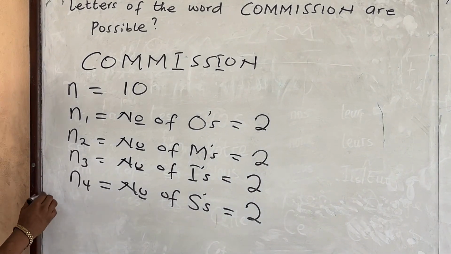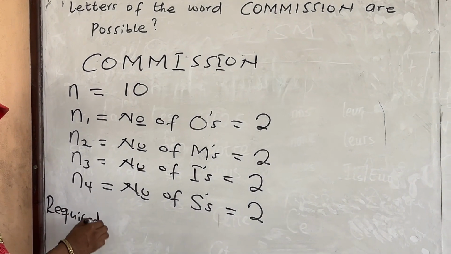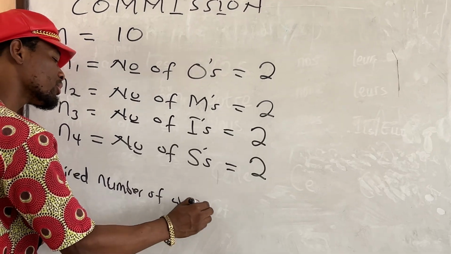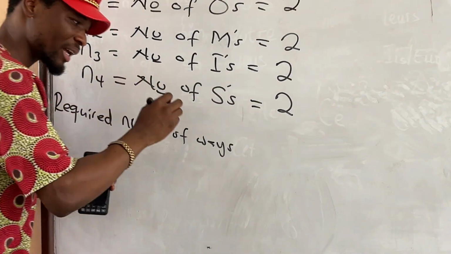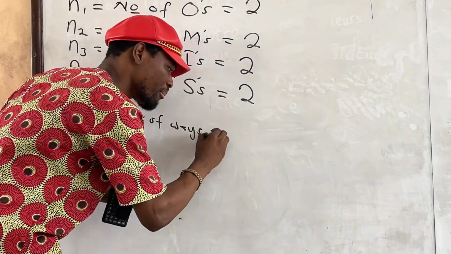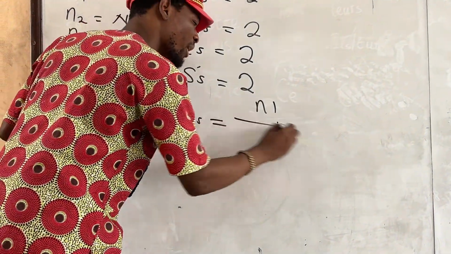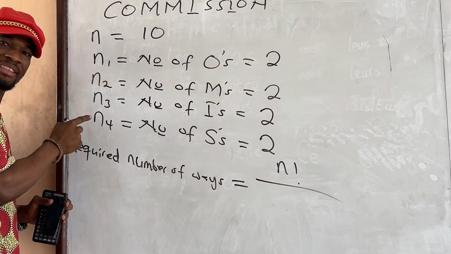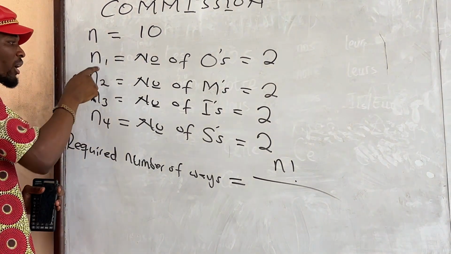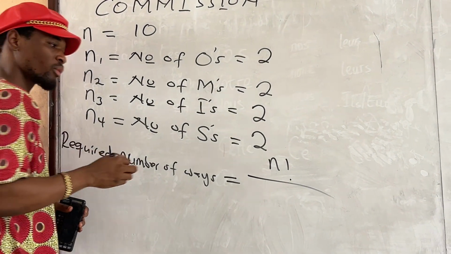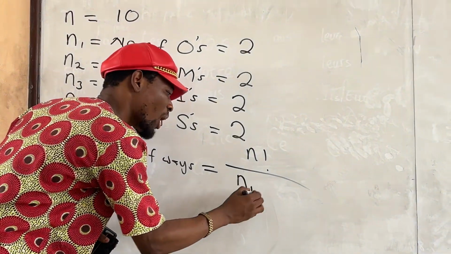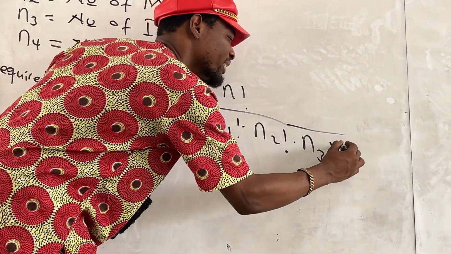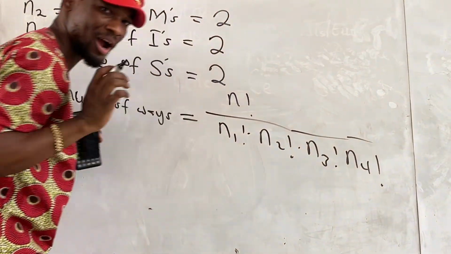So then the required number of ways of arranging the word permutation is given by n factorial over the product of the factorials of the numbers of the letters appearing more than once. So I have n1, n2, n3, and n4, and add factorial to them. So I have n1 factorial times n2 factorial times n3 factorial, then times n4 factorial.